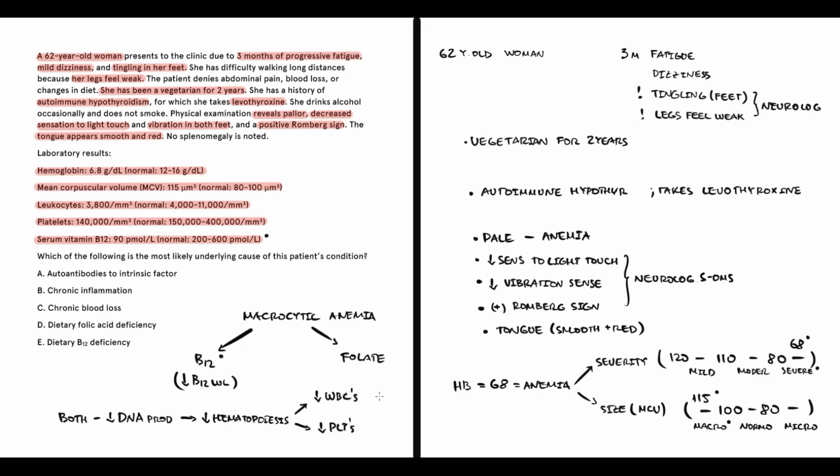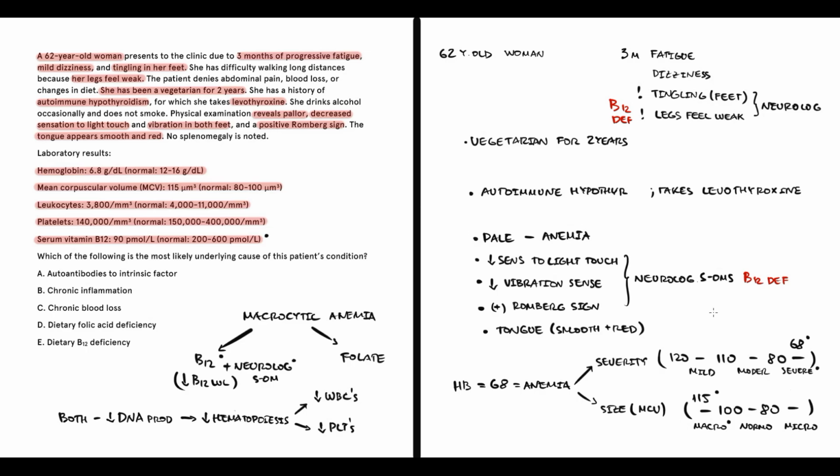But unlike folate, B12 deficiency affects the neural system. So neurological symptoms we can see only in B12 deficiency. In this case, the patient has a tingling sensation in her feet and her legs feel weak. Also, she has a number of neurological symptoms.